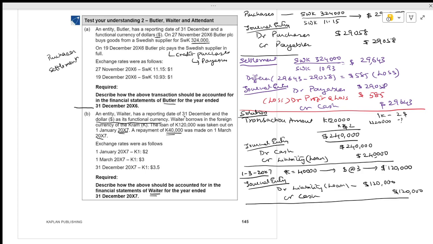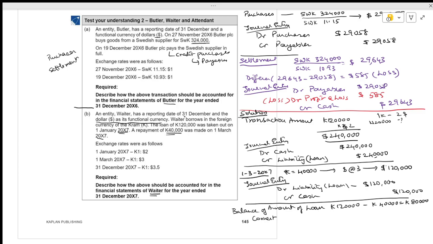Now, what is the balance amount of loan? In terms of how much they have borrowed, they borrowed 120. They paid 40. The balance is 80,000. Okay, the balance.